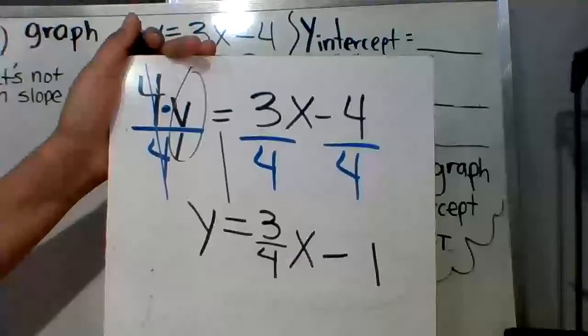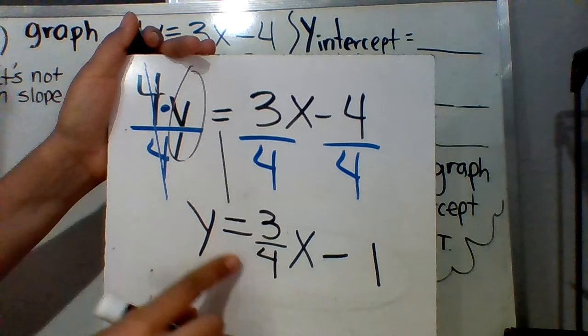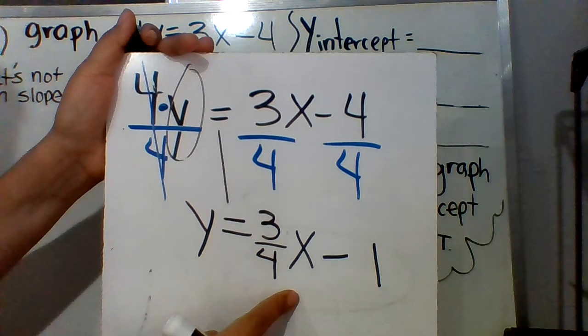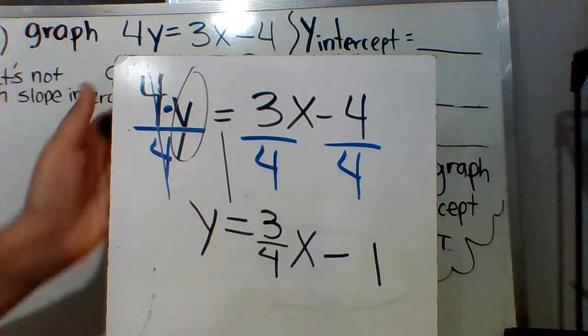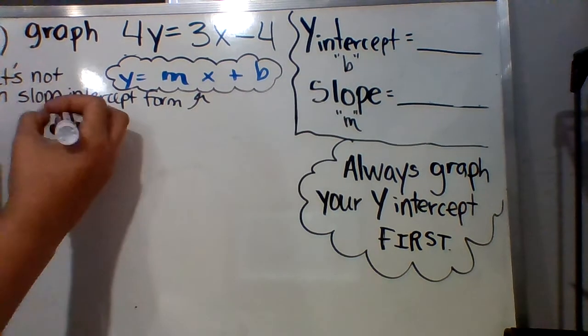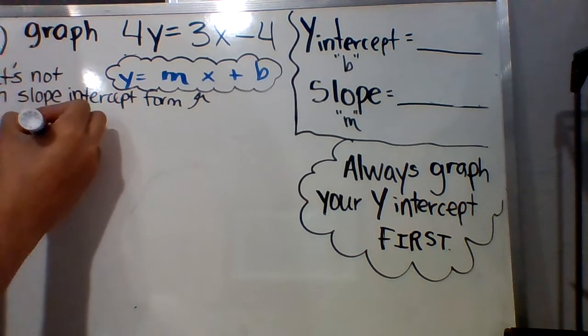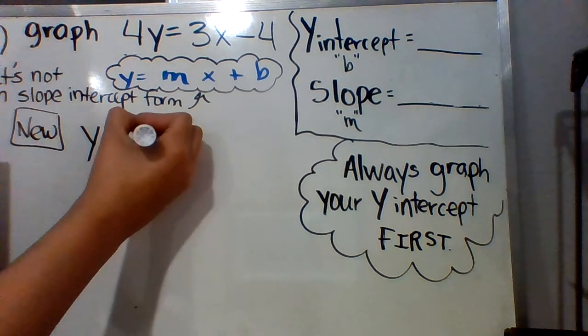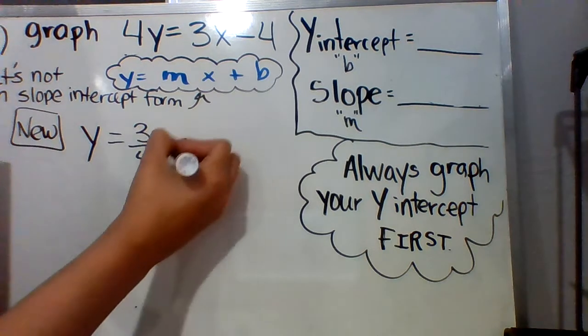So this is our new equation. Y equals mx plus b. Y equals 3/4 x minus 1. Let's write that down over here. So our new equation is y equals 3/4 x minus 1.